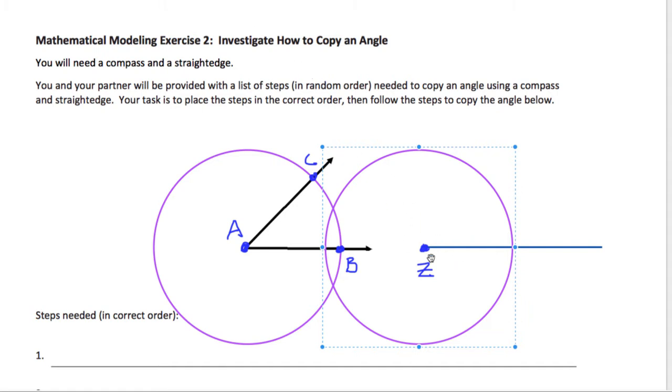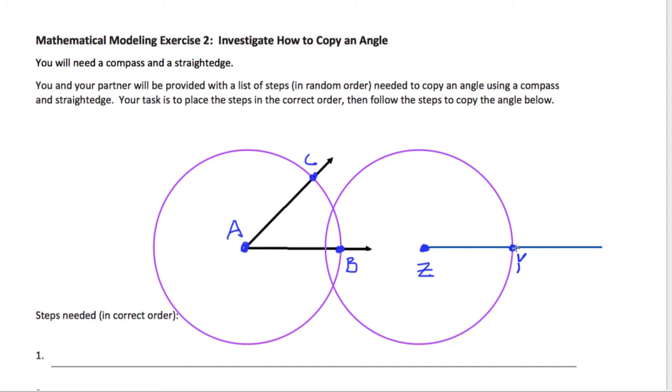The intersection between this line and this circle is our new point. It's the same distance between A and B as between Z and Y. Oh, mine didn't intersect. It doesn't have to intersect this circle. This circle right here just needs to intersect the line.